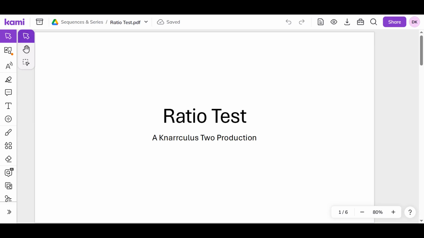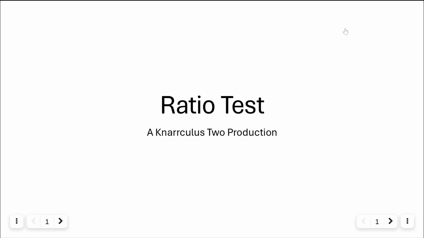Today we're going to learn about the ratio test. Another test in our series test adventure. So let's get started and see how this one works.